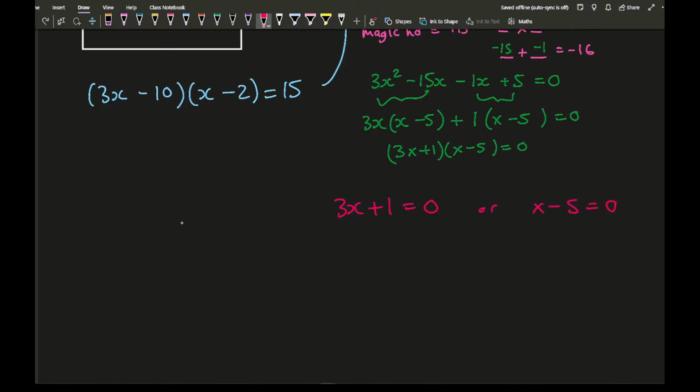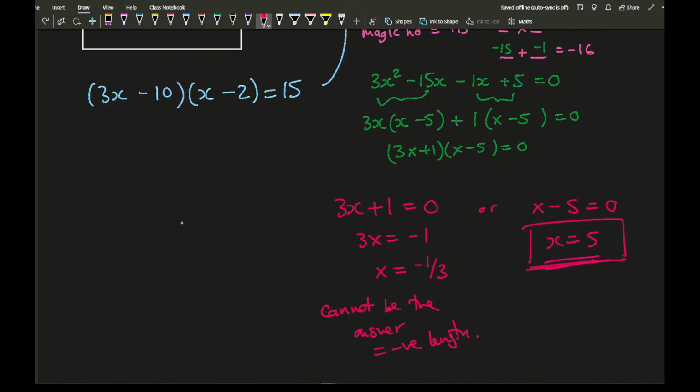Now if I solve this particular equation, I'm going to end up with 3x equals minus 1, so x equals minus a third. Now this cannot be the answer, as it would equal a negative length, which on a rectangle we can't have. So the correct answer and the only answer should be x equals 5. So our final answer, what is the value of x? It's going to be x equals 5.